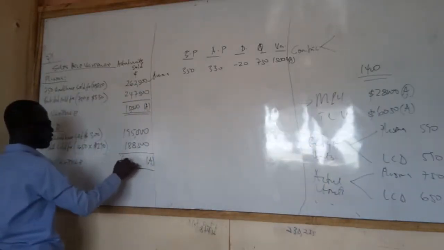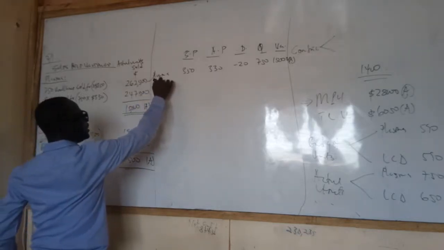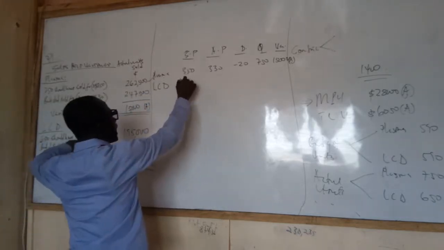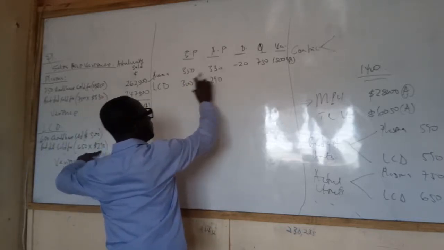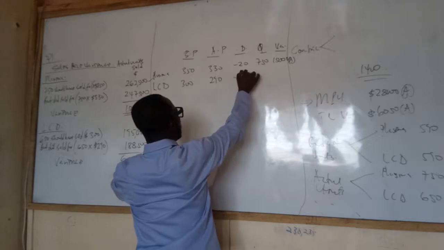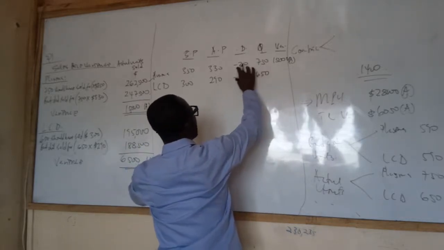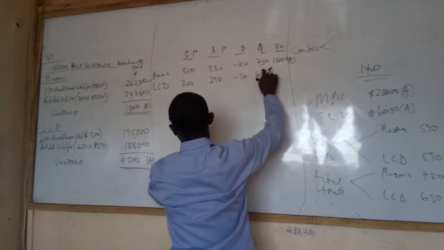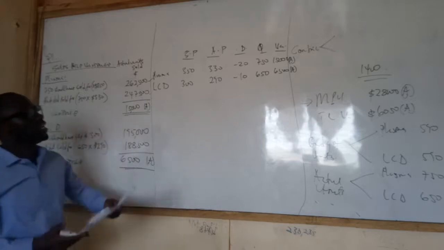6,500. Another way we could have solved this is we bring LCD here, standard price 300, actual price 290, difference -10, times actual quantity sold. So it will be 6,500 adverse. Make sense? This one looks simpler, right?